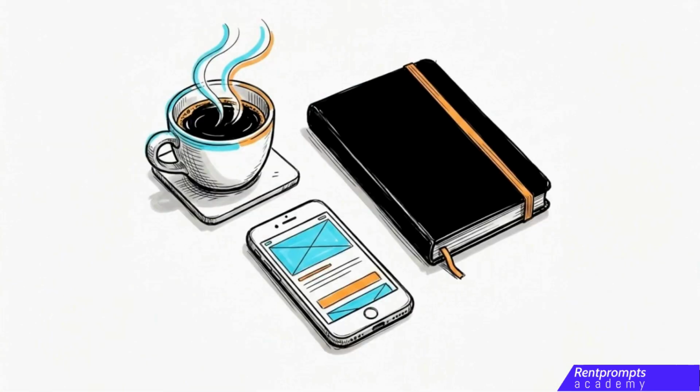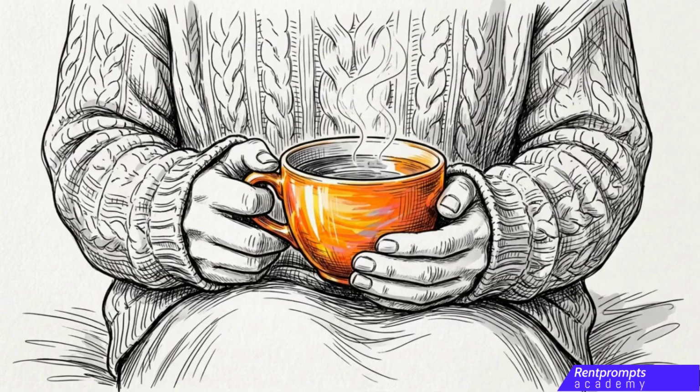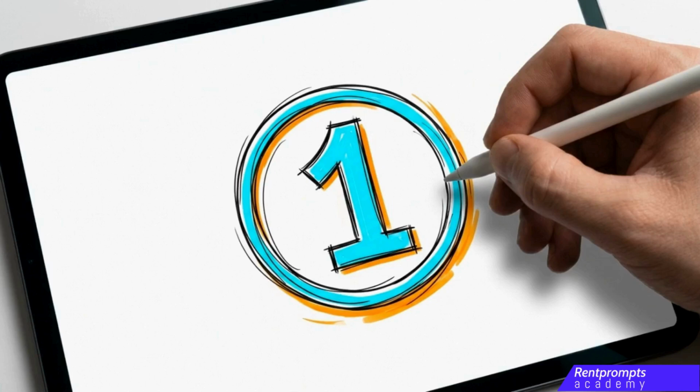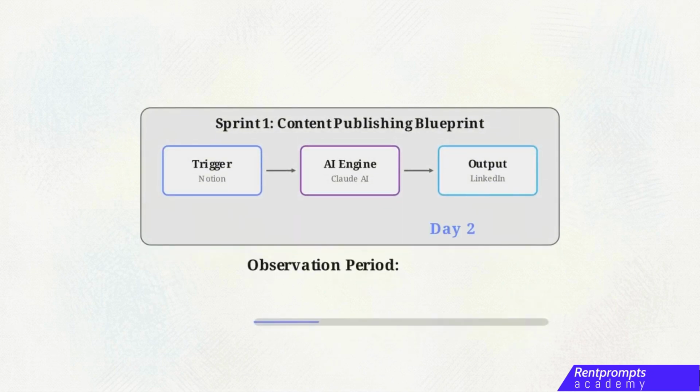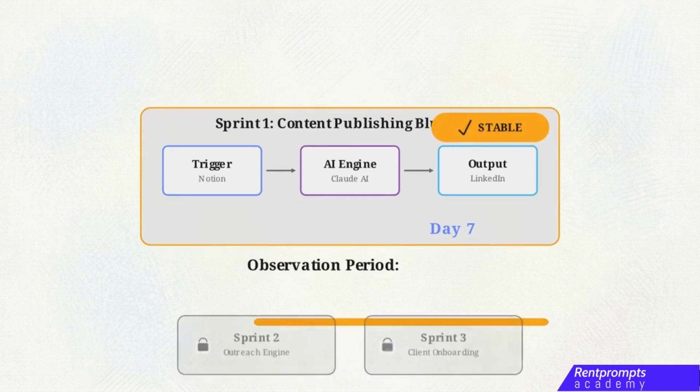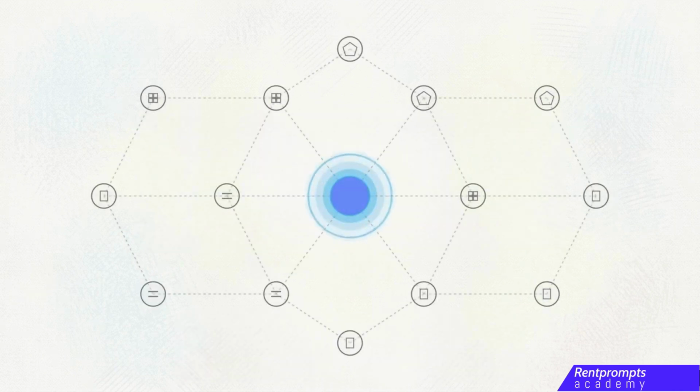Activating this single flow removes the administrative friction of cross-platform posting, ensuring your content goes live without you ever having to touch a dashboard manually. To manage new automation architectures without becoming overwhelmed by complexity, you should follow the sprint rule. Let this single publishing blueprint run untouched for a full week before you attempt to build any additional automations. Monitoring just one system helps you fully understand minor failure points and logic structures before you scale up to more complex tasks.